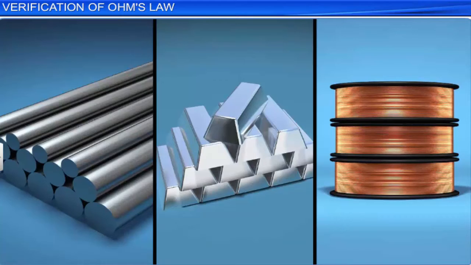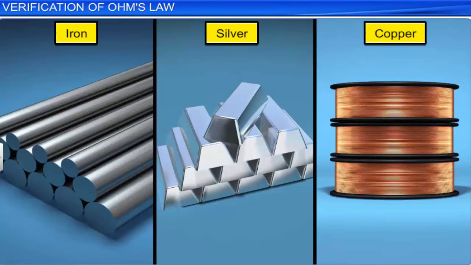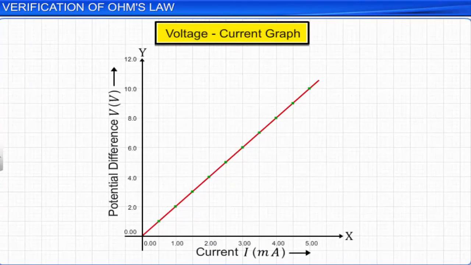Conductors that obey Ohm's law are called ohmic conductors or linear resistors. For example, metals such as iron, silver, copper, etc. at constant temperature are ohmic conductors. For all ohmic conductors, the VI graph is a straight line, and the value of resistance R remains constant at a given temperature for any of the values of V or I.